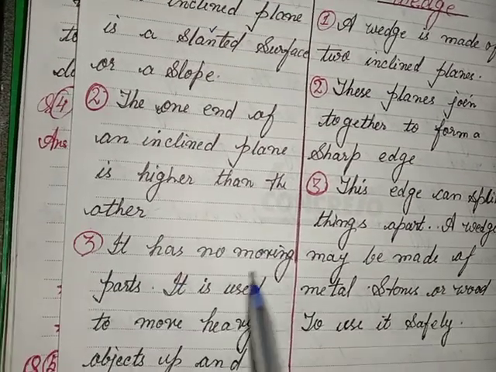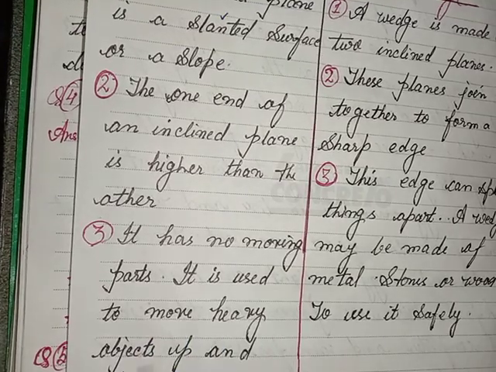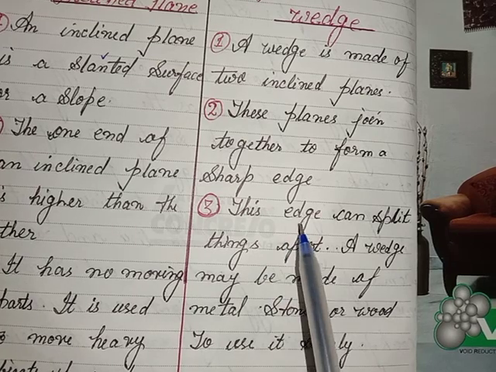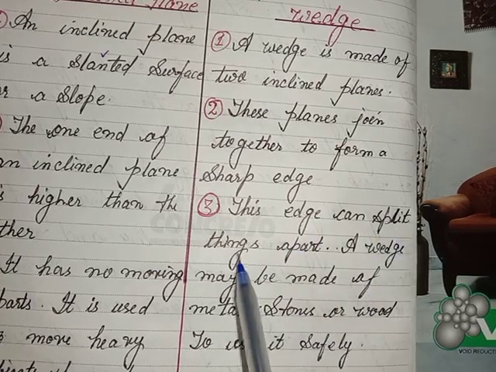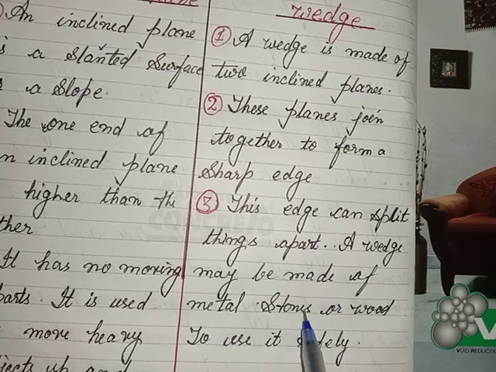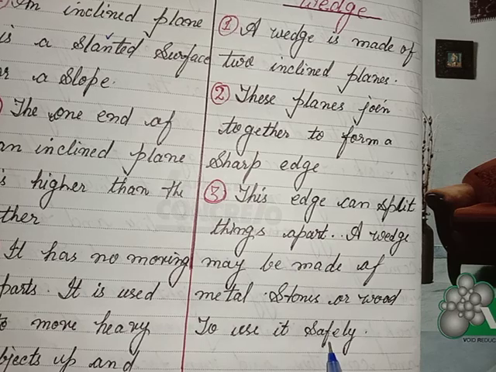Third, it has no moving parts. It is used to move heavy objects up and down. Third, this edge can split things apart. Wedges may be made of metal, stones, or wood to use it safely.